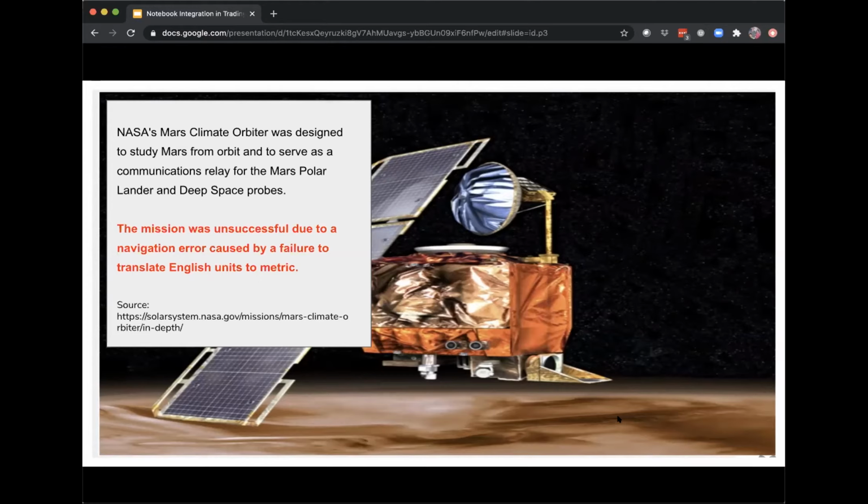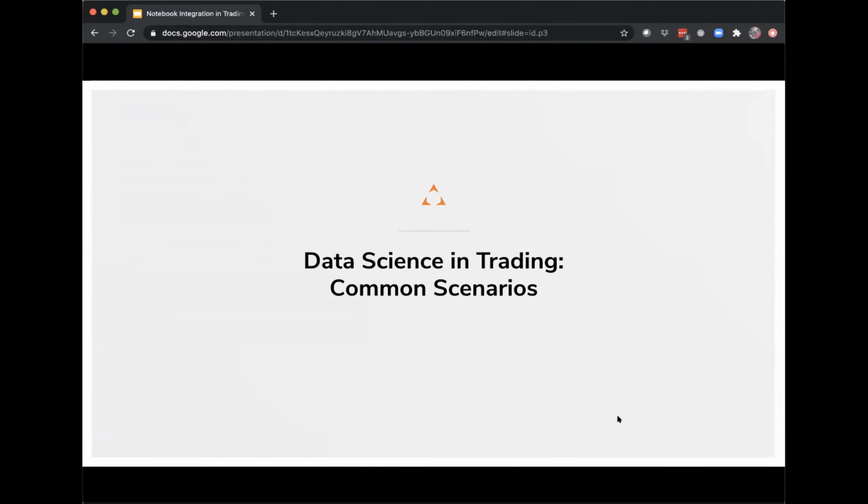This is not to belabor the point, but oftentimes good science can be taken down by bad engineering rigor. But we're here today to talk about data science in trading, and not NASA or space flight. So I'm going to turn it over to Lynn to walk us through this.